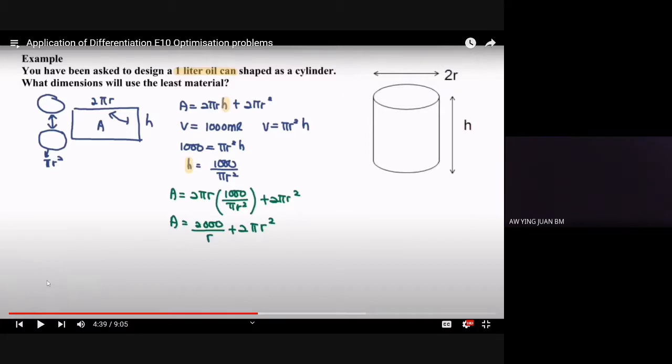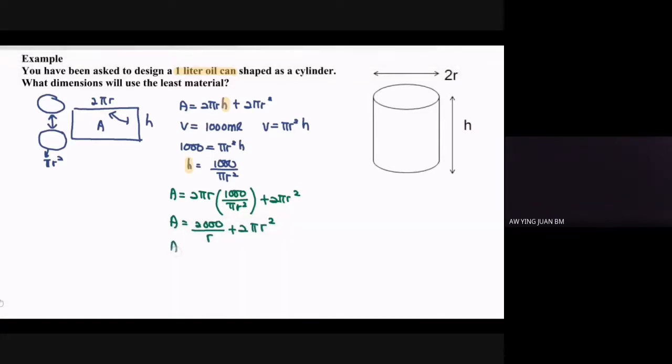Okay, so dengar step pertama dengan step yang kedua. Okay, step pertama adalah cari dia punya variable, apa dia. Step yang kedua adalah express situasi anda, satu variable di kiri, satu variable di kanan. Itu adalah step kedua. Step ketiga, apa yang kita perlu buat? Iaitu differentiate. Untuk first derivative dengan second derivative. So berdasarkan situasi ini, kita kena differentiate A respect to R. The situation, A is equals to 2000 R to the power negative 1 plus 2 pi R squared.